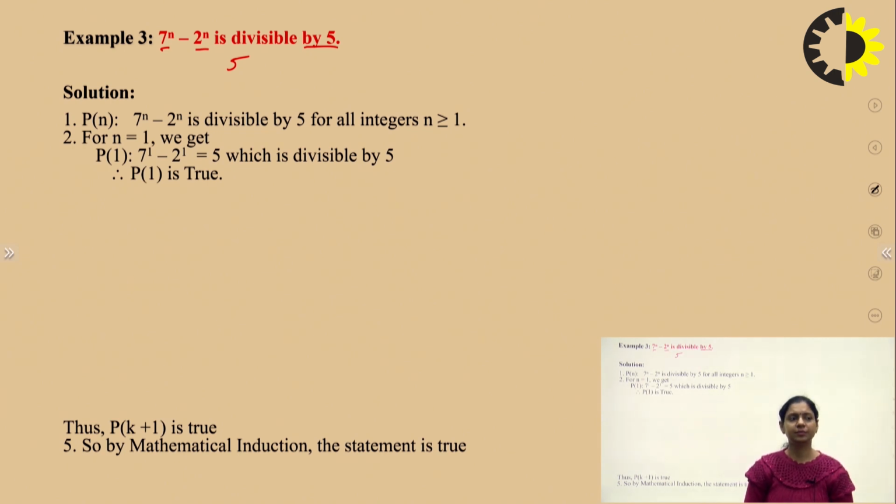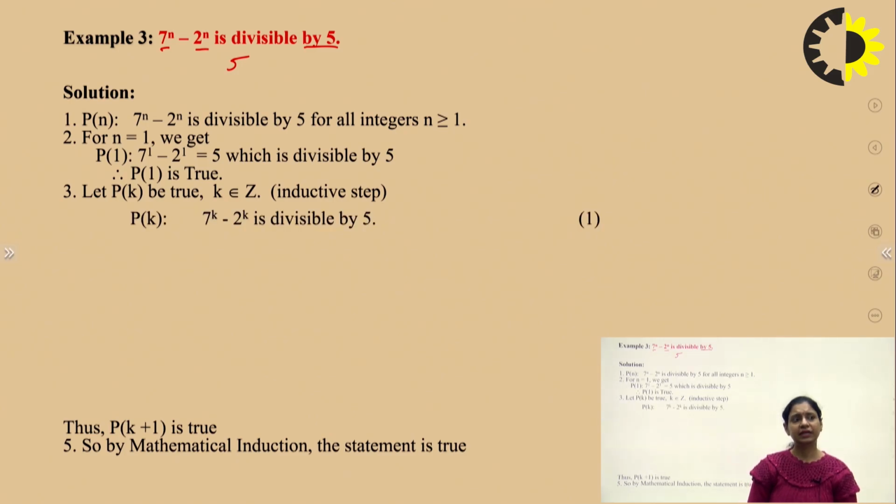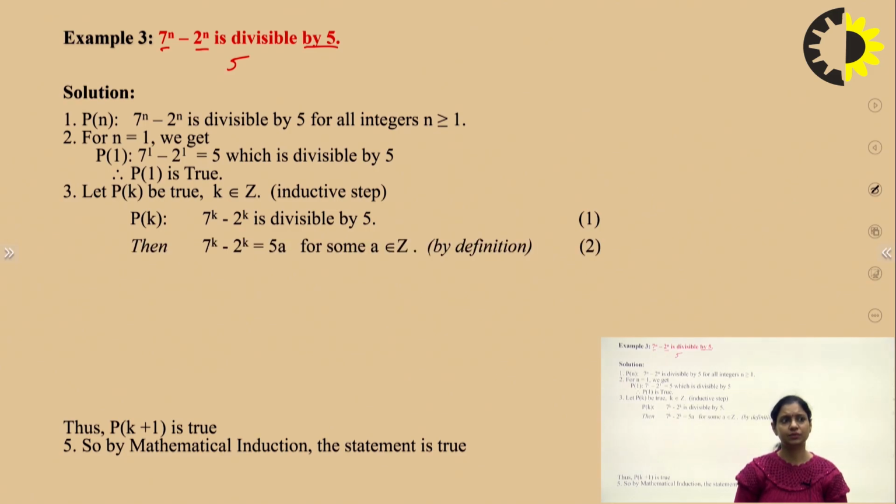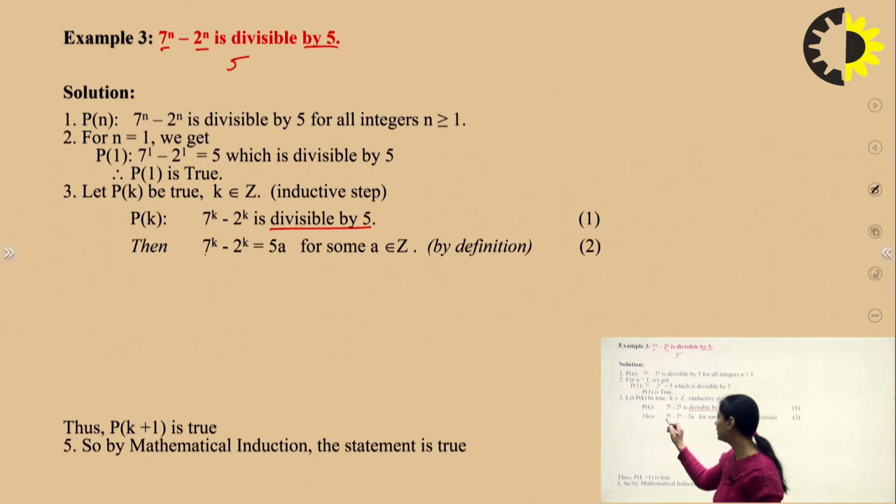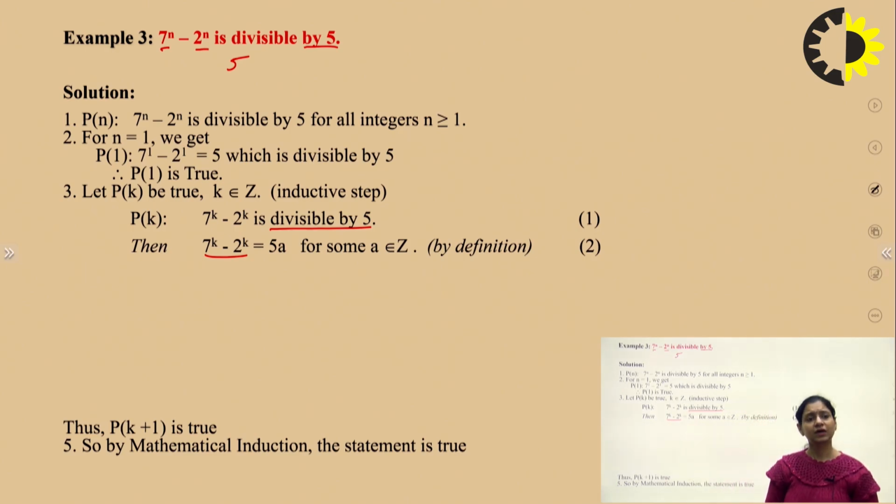Now the inductive step, which says let's assume it to be true for Pk. When it is true for Pk, where k belongs to the integers, we get Pk as 7 to the power k minus 2 to the power k is divisible by 5. Now the next step, we need to prove it for Pk plus 1. When we say that it is divisible by 5, we cannot prove it in that manner because we need some equation to be true when we are solving any of the hypothesis. So we say that 7 to the power k minus 2 to the power k is equal to 5 into a, where a is any integer by definition.